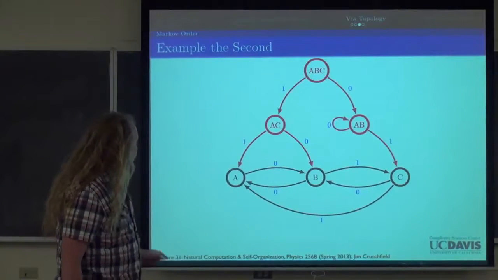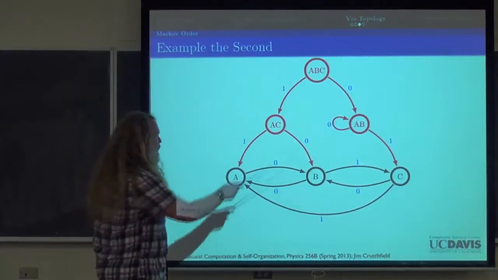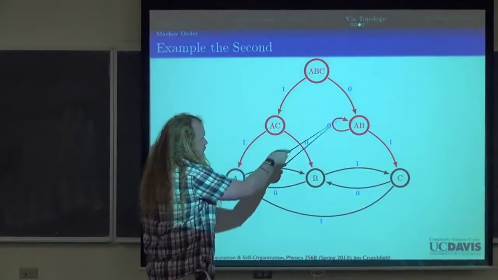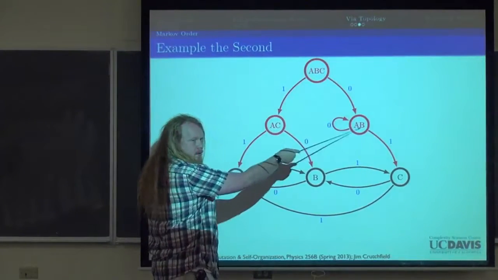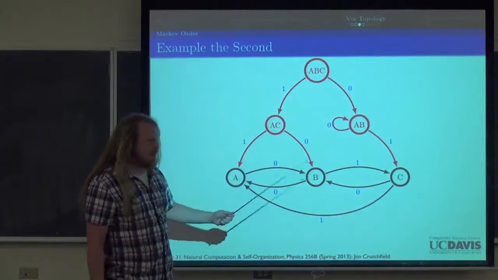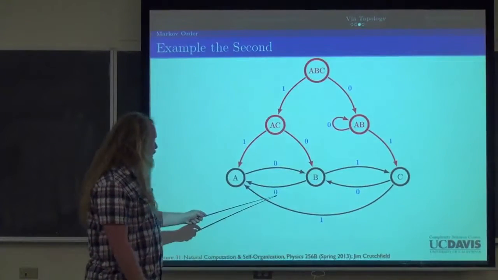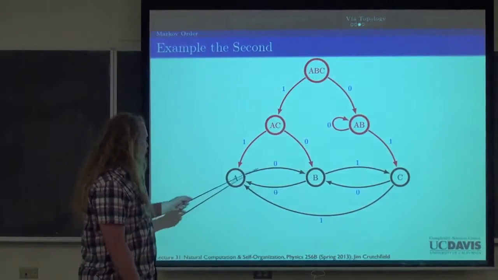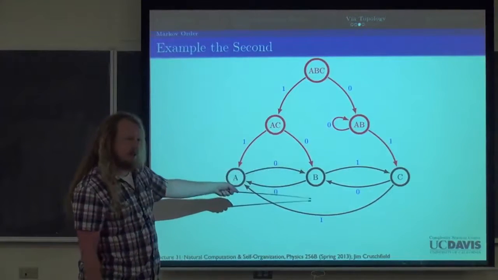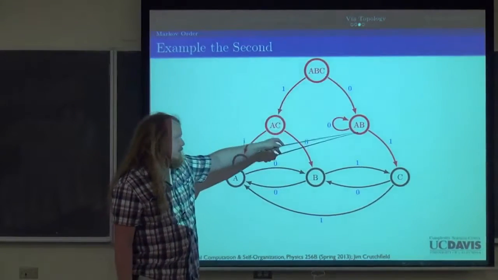However, this machine here, the Markov order is infinite. So the longest path from here down to one of these states is infinite in length because I can take this loop as many times as I want. And if we look down here, that's equivalent to going back and forth between these two states upon seeing a 0. We won't know exactly whether we're in A or B if we just see a bunch of zeros.